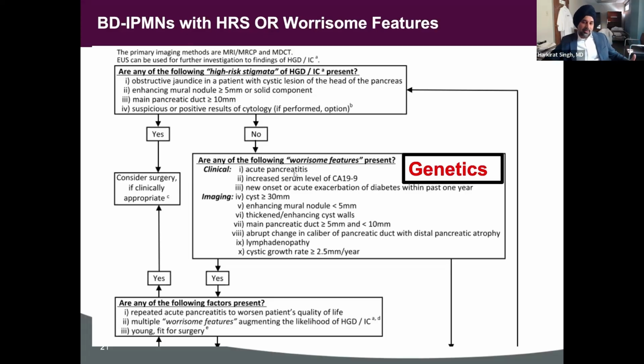So depending on how many worrisome features you have, we again evaluate you for surgery. If you have more than 2 or 3, if you are surgically fit, you get surgery. Or after careful evaluation of imaging, endoscopic ultrasound, and genetics we have available, we categorize you as someone who may not have anything now, but there is a decent chance you may develop some high-risk feature in the future.